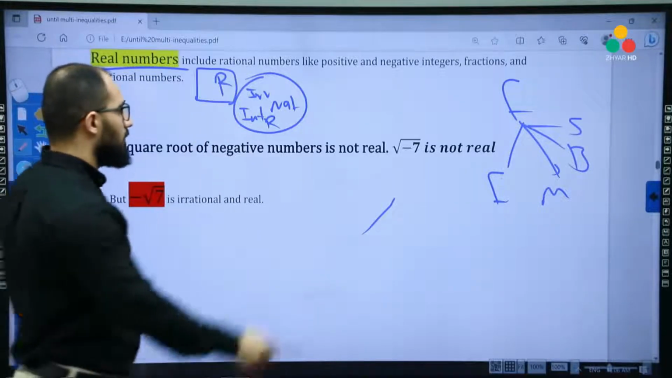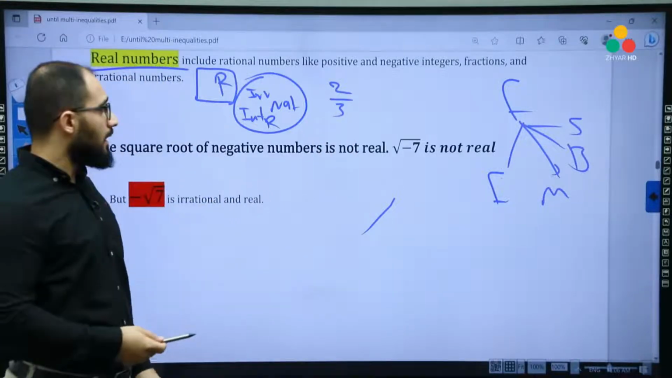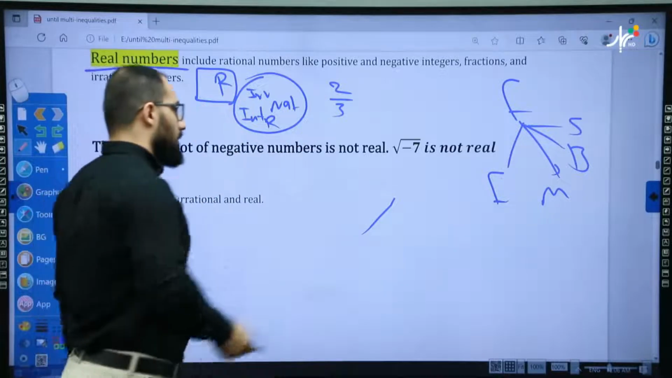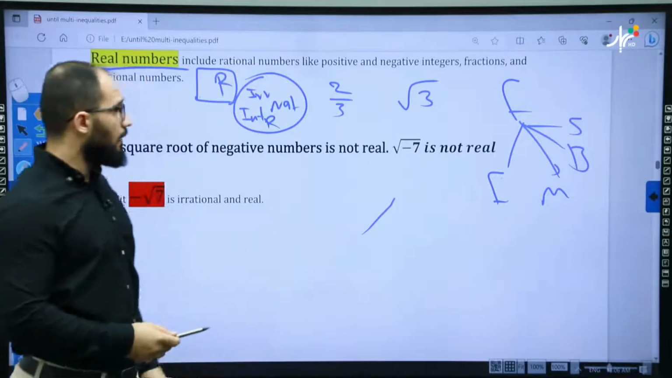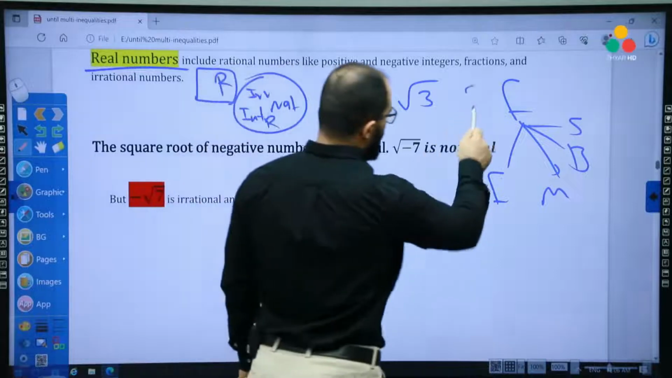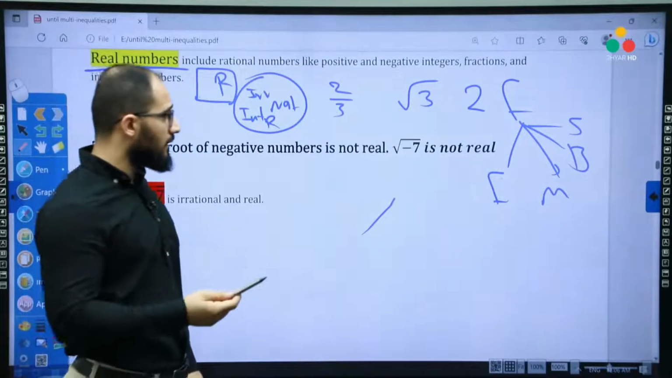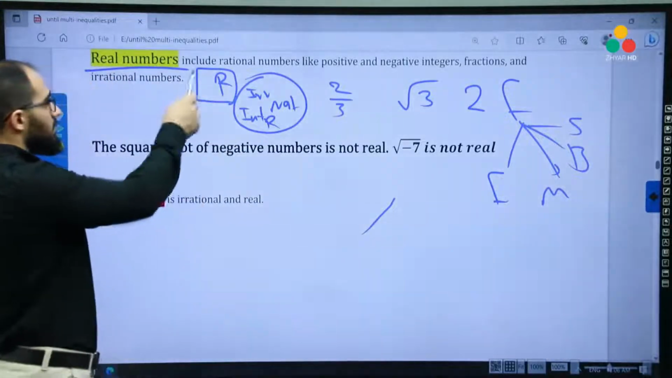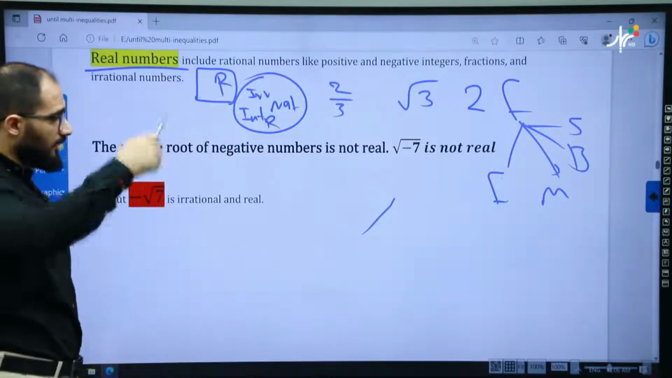We can say, for example, 2 over 3 is a rational number, and it is a real number as well. For example, the square root of 3 is irrational, and also it is real. Let's say the number 2 is a natural number, it is an integer, it is rational, and also you can say it is real. So the real number set is the big family, the big graph.